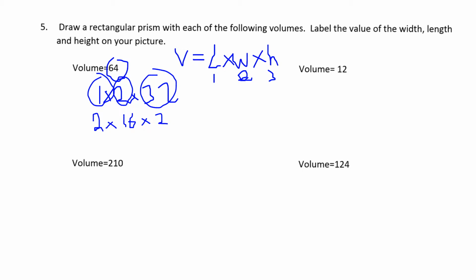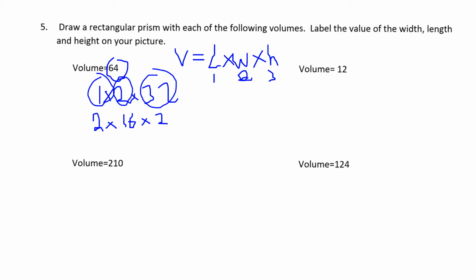The other way I could do it, I could go, okay, so 2 times, let's see, 16 times 2. So 2 times 2 is 4. 4 times 16 is 64. So that's another type of rectangular prism that I could draw. So there's actually really a number of different ones. Basically, as many factors as there are that could evenly go into it.